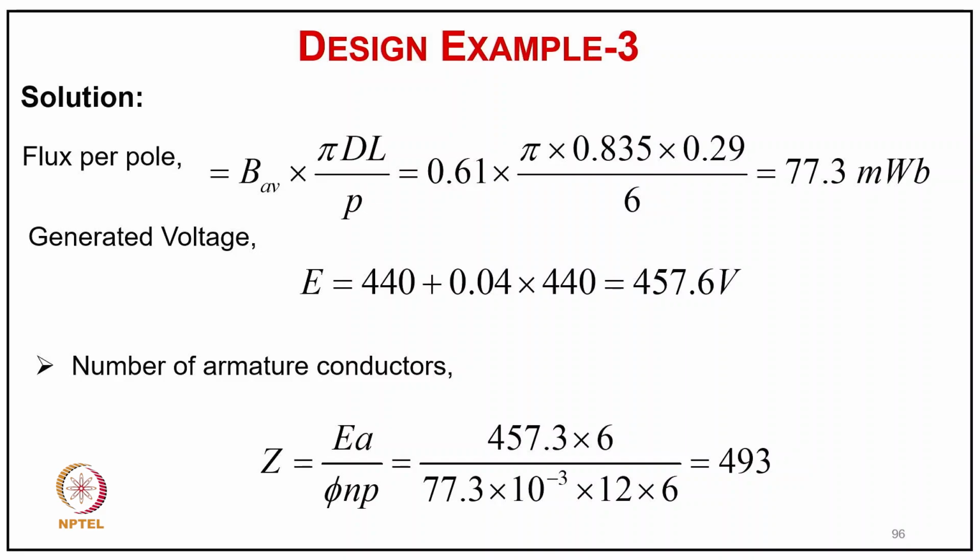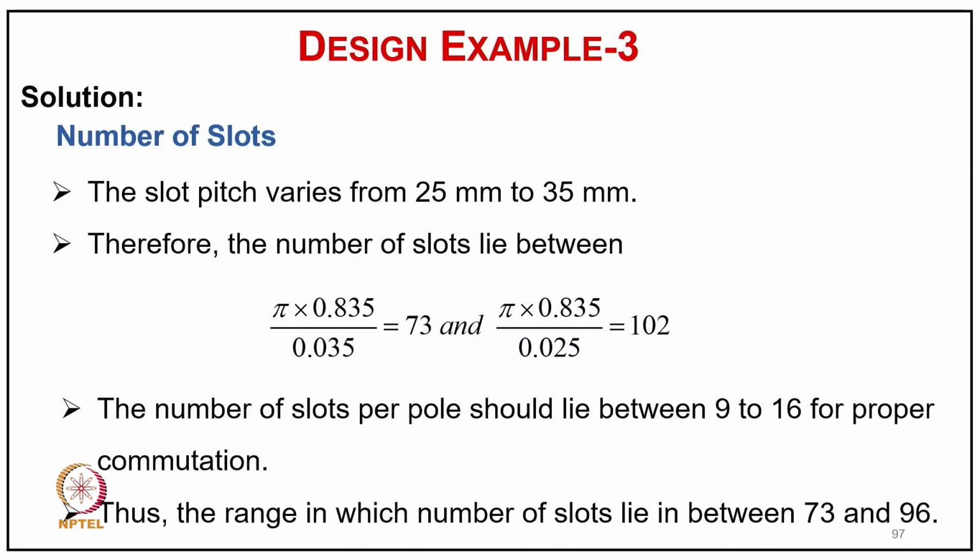Now flux per pole is equal to B average pi DL upon P. Putting the value, it becomes 77.3 milliweber. Generator voltage is equal to V plus IR, so it will be 457.6 volt typically. Number of armature conductors Z equal to E upon pi P phi N. Putting the value, it becomes 493. Number of slots, the slot pitch varies from 25 millimeter to 35 millimeter.